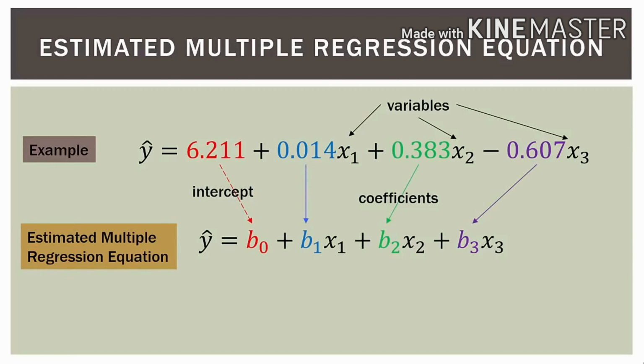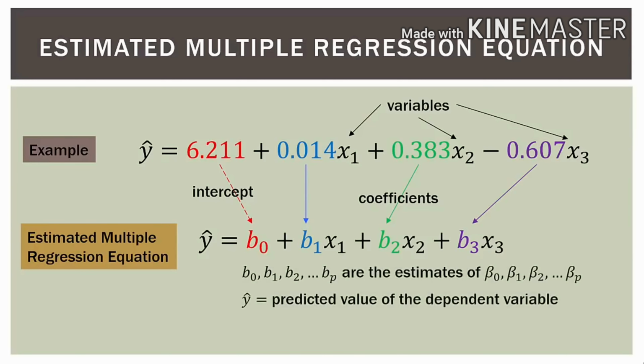So 6.211 is our intercept, which corresponds with b sub 0 in the equation below. Then we have 0.014 there in the blue, that corresponds to the first coefficient on the bottom, etc. So we follow the same basic form: intercept plus some coefficients paired with a variable. A coefficient with the first variable, a coefficient with the second variable, and in this case a coefficient with the third variable. And again, these are all estimates of the multiple regression model.